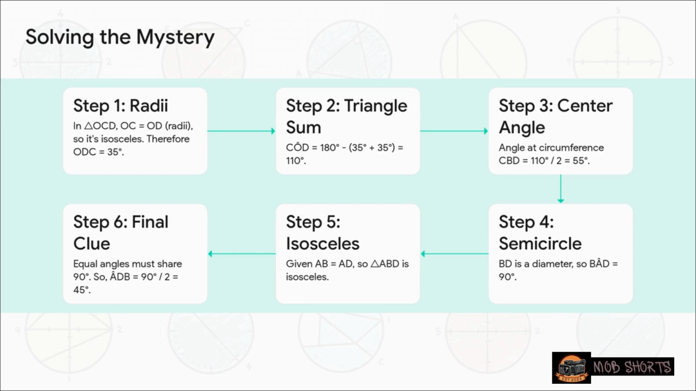Step 4. Let's look at that line BD again. The problem told us it's a diameter. That's a huge clue. A diameter creates a semicircle, and any angle in a semicircle is 90 degrees. So the angle BAD has to be a right angle.